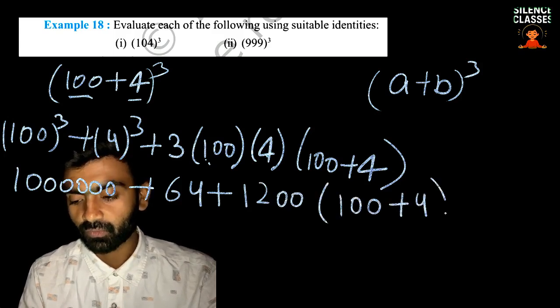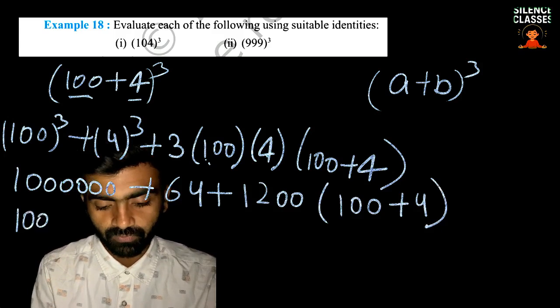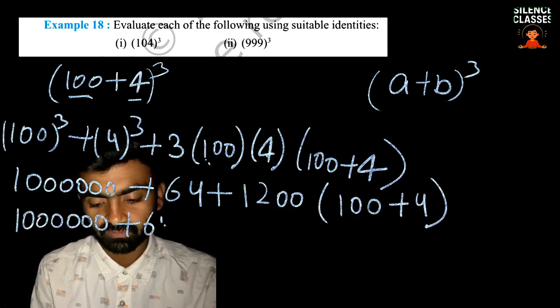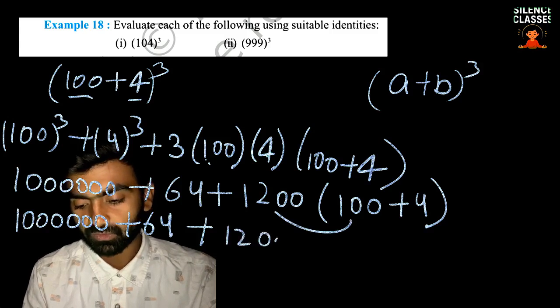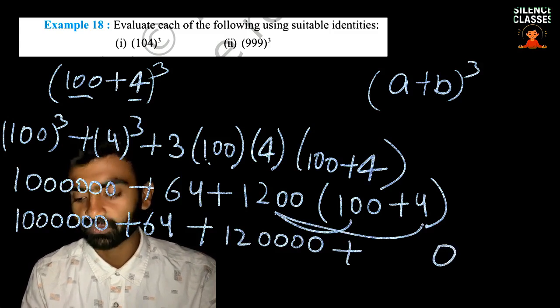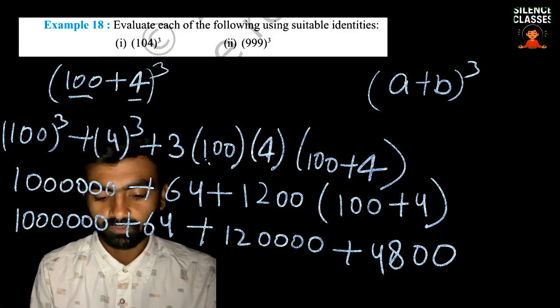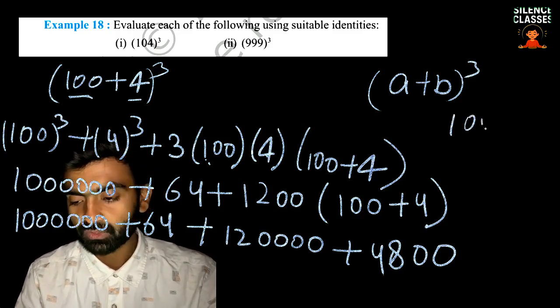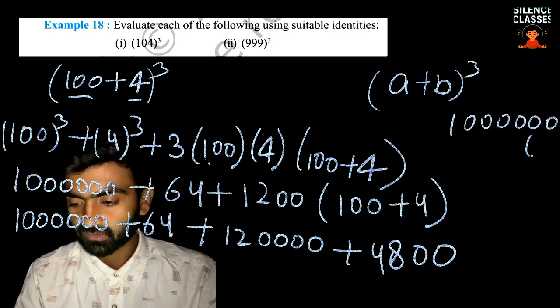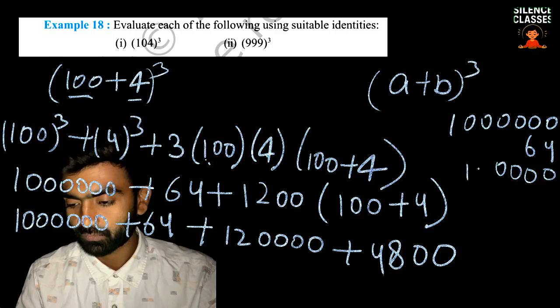times 100 plus 4. Now it will become 1,000,000 plus 64 plus, once I multiply 12 by this we will get 1200 and 0 0 4 0 0 4 0 0 4. Okay, so I will get this. Now we will add it. Okay, so I'll write it down over here: 1,000,000, 64, and 1200 and 48.